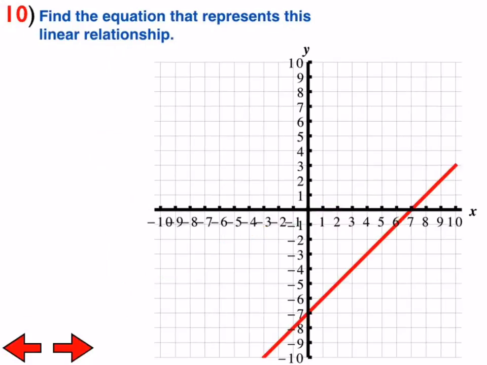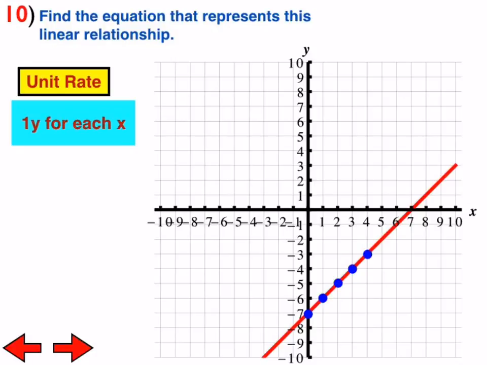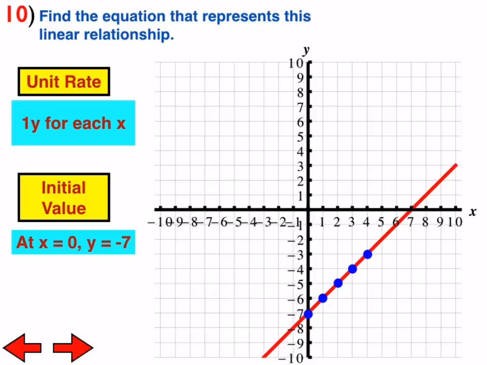And then number 10, find the perfect ordered pairs, or some of them. The unit rate is 1y for each x. So is the rate, by the way. The initial value is when x is 0, y is -7. And we get y equals 1x minus 7, or y equals x minus 7. Any questions? All right, we are finished for today.